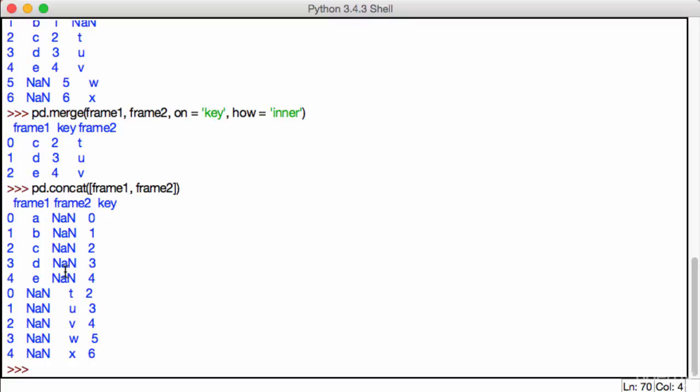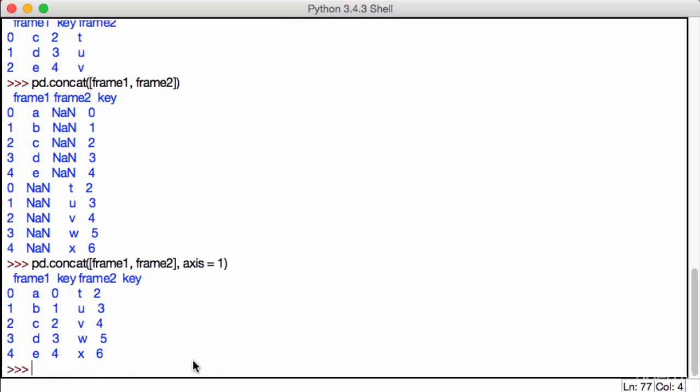Now, right now, this is coming one on top of the other. So suppose you wanted to do it side by side, you can also use the axis parameter. So pd.concat frame 1, comma frame 2, comma axis is equal to 1. And by doing that, now instead of coming one on top of the other and getting these Nones, it has been concatenated side by side. So now we don't have that error. We have 0, 1, 2, 3, 4, frame A, B, C, D, E, key 0, 1, 2, 3, 4, frame 2 is T, U, V, W, X, and key 2, 3, 4, 5, 6.